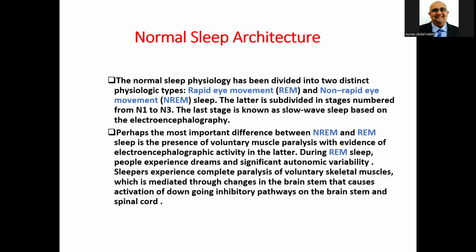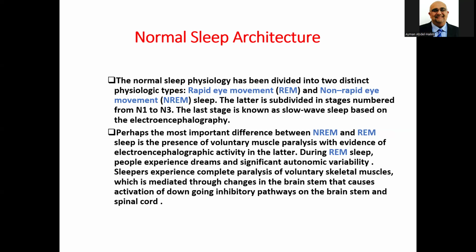Normal sleep architecture. The normal sleep physiology has been divided into two physiologic types: the REM or the rapid eye movement and the non-REM or non-rapid eye movement sleep. The latter is subdivided in stages numbered from N1 to N3. The last stage is known as the slow wave sleep based on electroencephalography.